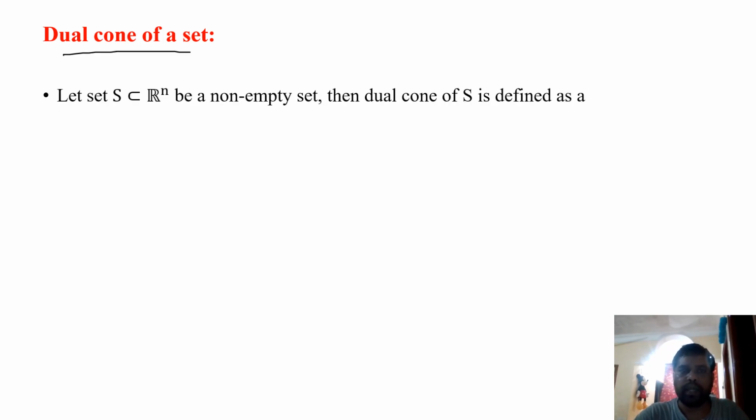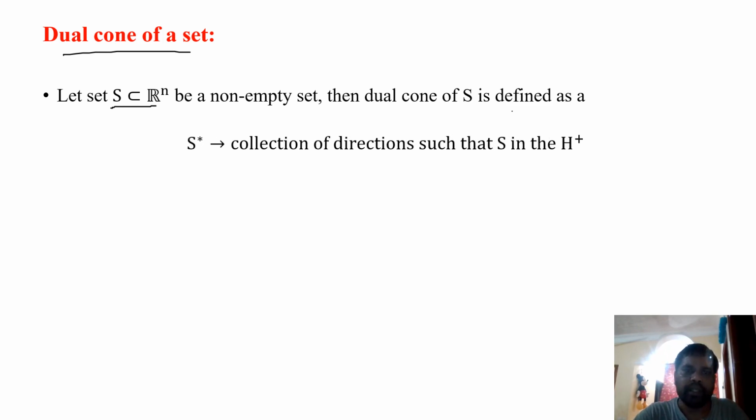Now, the dual cone of a given set. I am giving a layman definition. Consider S a non-empty set. Then we can define the dual cone of S as S star. It is a collection of directions in such a way that the set S lies in the positive half space of those directions. This is the layman definition.